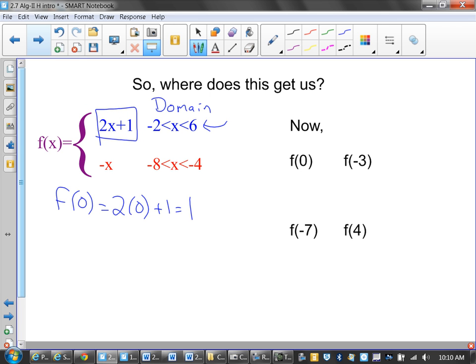At f of negative 7. Does that go into the top one or the bottom one? It goes into the bottom one. So at f of negative 7, it becomes negative of negative 7, which is 7.